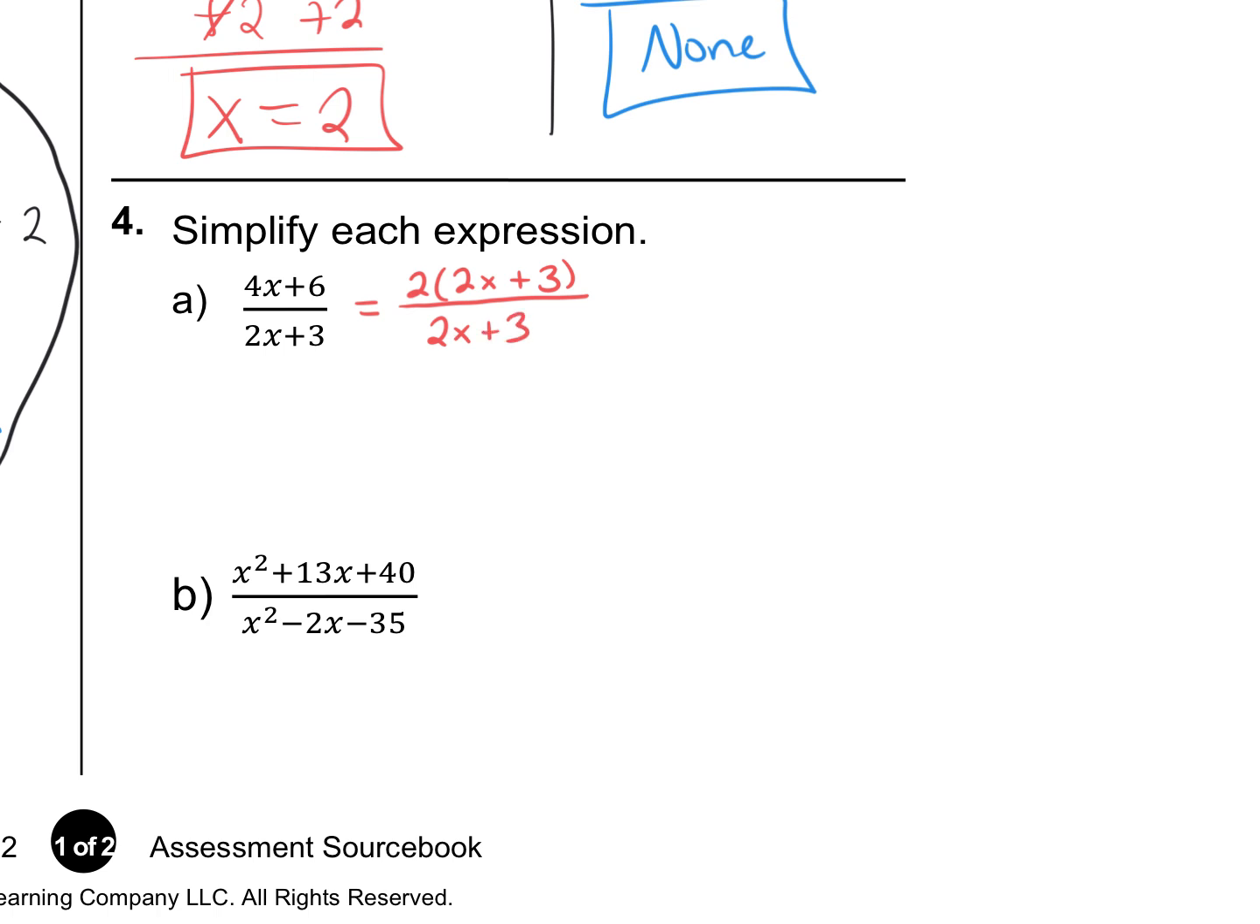What can we do next? Cancel. Right, this is our favorite step. What can cancel out? 2x plus 3. 2x plus 3, so what is left? 2. So on 4a and b, all we're doing is we're just simplifying.